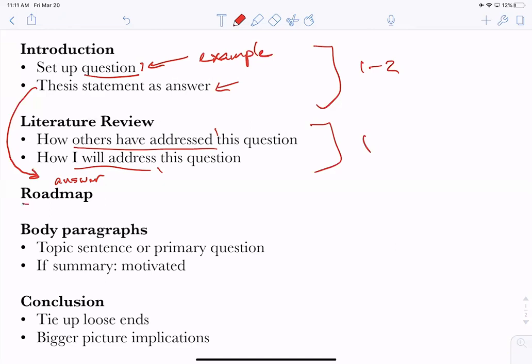The next thing to come is the roadmap. Even with something as short as 8 pages, it's really helpful to have at least a couple sentences of roadmap. And all I mean by that is to just say, first I'm going to talk about this, and then I'm going to talk about this, and then I'm going to talk about this. And if you can give a little bit of a sense of why, it helps your reader go through your paper.